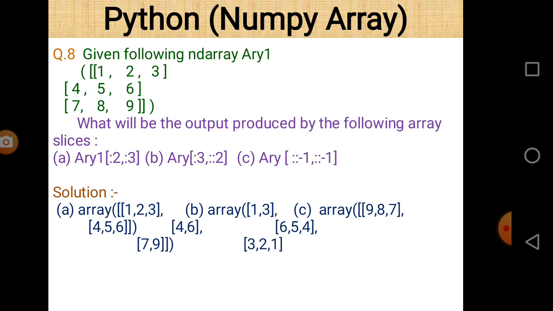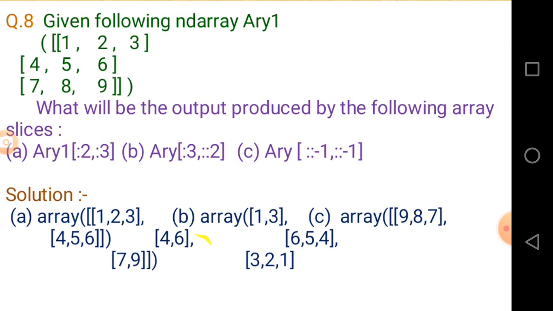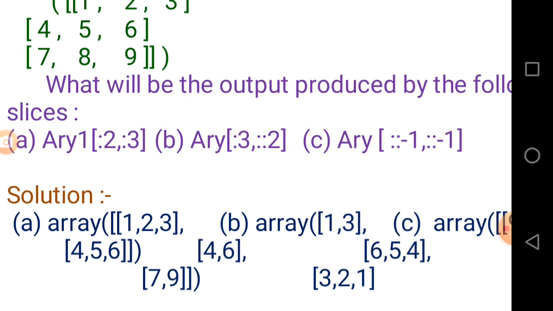Question number 8. This is a question again related to array slicing. There is an array and each element is 1 2 3 4 5 6 7 8 9, but the slicing is a little bit different as compared to the previous one. In array slicing, the first part belongs to row slicing and the second part belongs to column slicing, and in each and every slicing there are three parts: start value, end value, and increment or decrement.